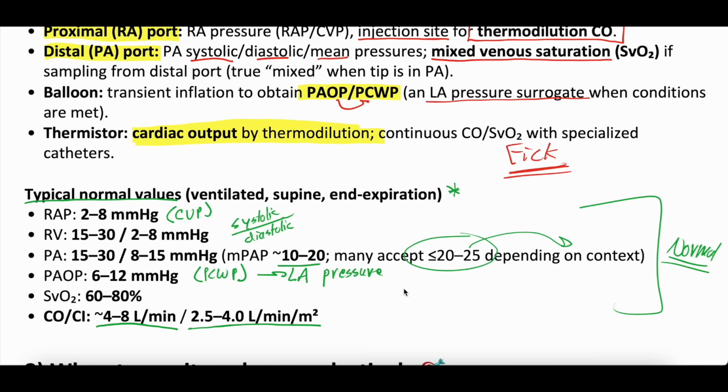Let's change that. These are the normal values that you can get directly off the pulmonary artery catheter, because we're going to be talking about a bunch of equations you can do to calculate different values as well. So these are ones you can physically measure off the pulmonary artery catheter.